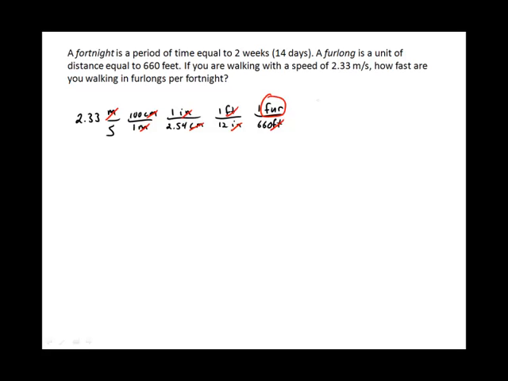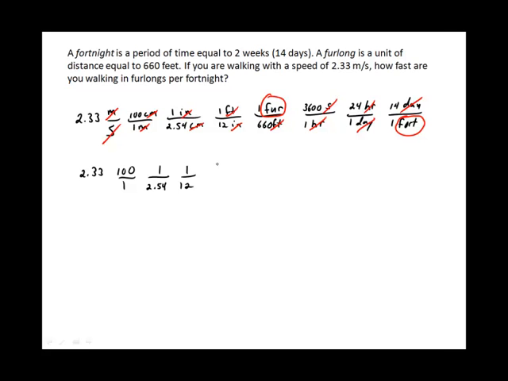I have seconds in the denominator, so 3,600 seconds is 1 hour. All of these are defined so far. There are 24 hours in 1 day, and there are 14 days in 1 fortnight. And again, the seconds will cancel, the hours will cancel, the days will cancel, and I'm just left with fortnights. Now let's look at the numbers. 2.33, 100 over 1, 1 over 2.54, 1 over 12, 1 over 660, 3,600 over 1, 24 over 1, and 14 over 1. And unit-wise, I'm only left with furlongs and fortnights.